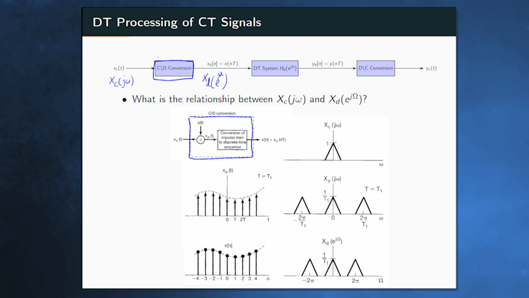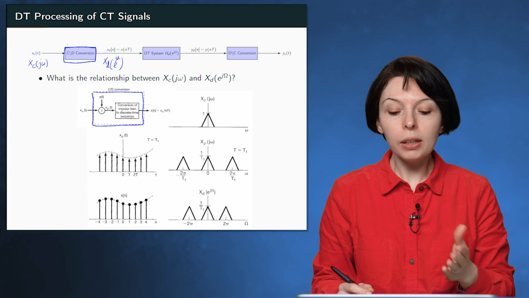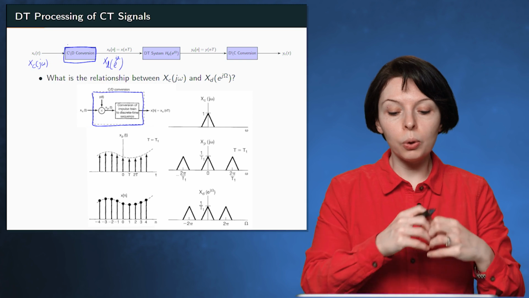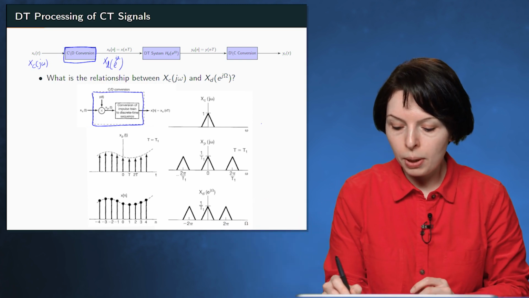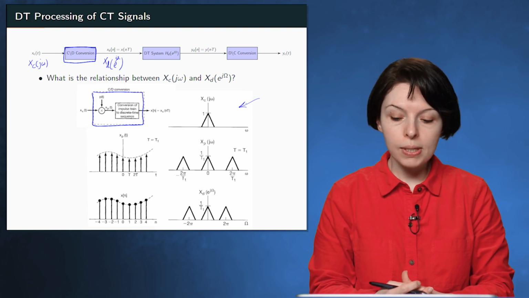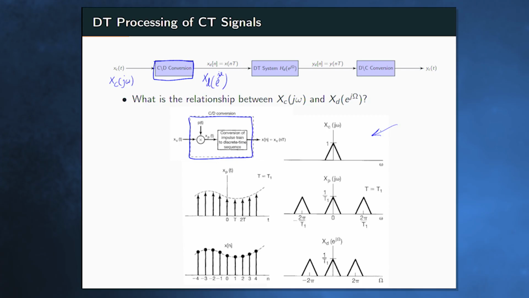So you multiply x sub c of t with an impulse train p of t, then you have x sub p of t, which is a bunch of impulses and is still a continuous time signal. Then you are going to convert this scaled impulse train to a discrete time sequence. This graph shows the Fourier transform of your band-limited signal x sub c of t, which we show with X sub c of j omega. This is an arbitrary shape. It just shows that the spectrum is confined, limited to some omega values.